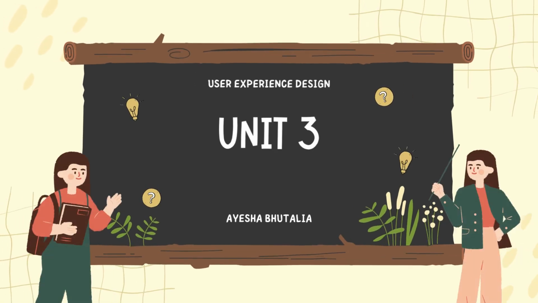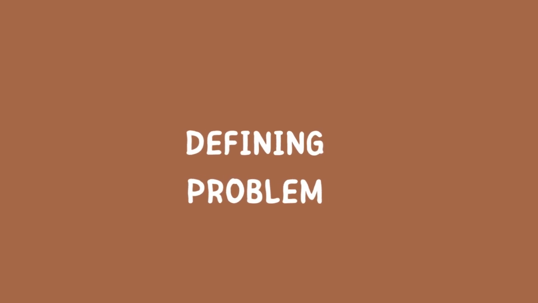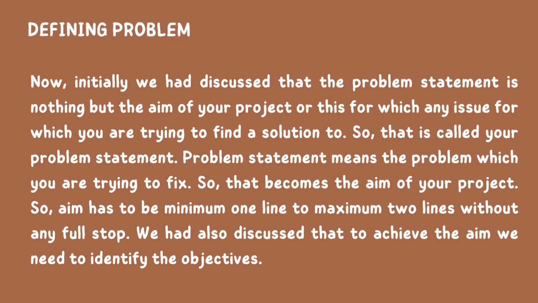Our today's topic is Unit 3, Defining Problem, which is the last topic of Unit 3. Now, initially we had discussed that the problem statement is nothing but the aim of your project, the issue for which you are trying to find a solution. So that is called your problem statement. Problem statement means the problem which you are trying to fix. So that becomes the aim of your project. The aim has to be minimum 1 line to maximum 2 lines without any full stop.